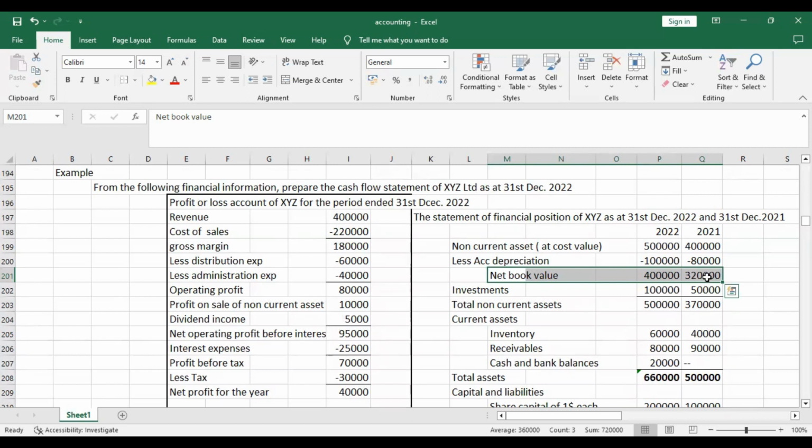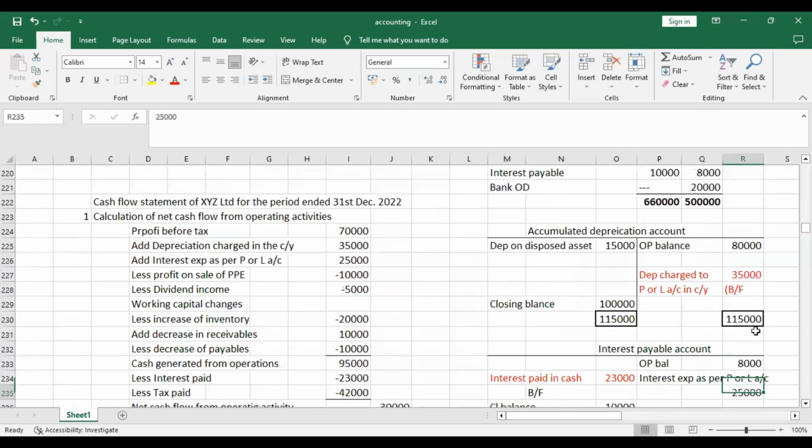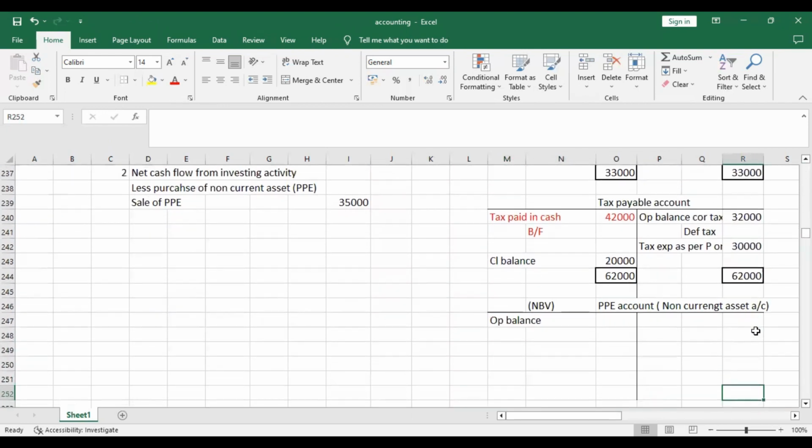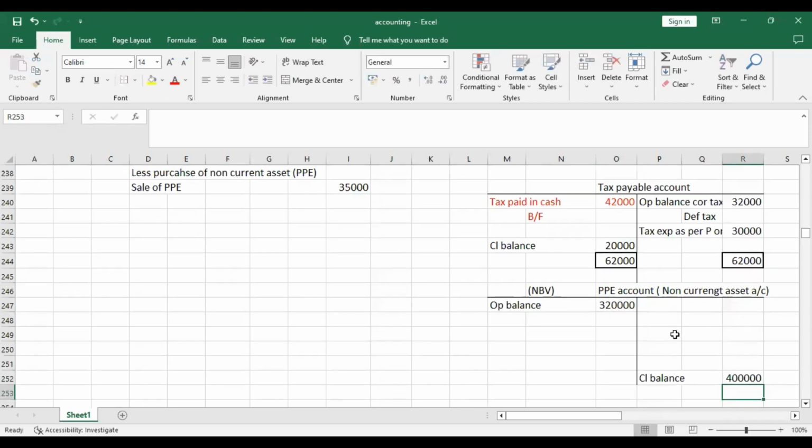So what is the net book value? Opening balance 320,000, closing balance 400,000. So take 320,000 as opening balance, go down, and closing balance 400,000. Are you clear? You have taken. Very good. These are the two standard items, opening balance and closing balance.